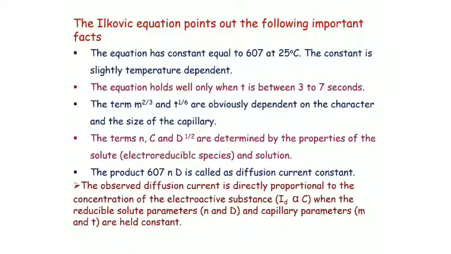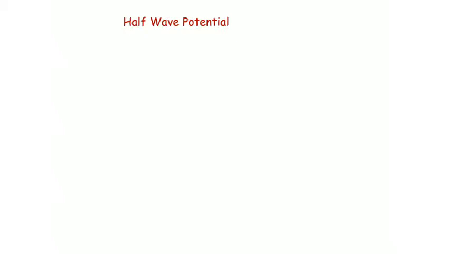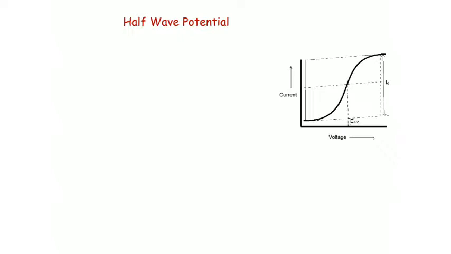The next point is the half wave potential. It is a very important term in this chapter. Look at the diagram. We know that a polarogram is a plot of current versus voltage. It is the same sigmoid shaped curve. Here the potential at which exactly half the value of diffusion current is reached is called the half wave potential.